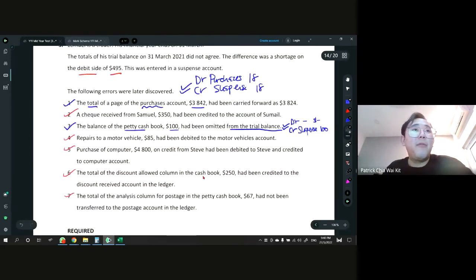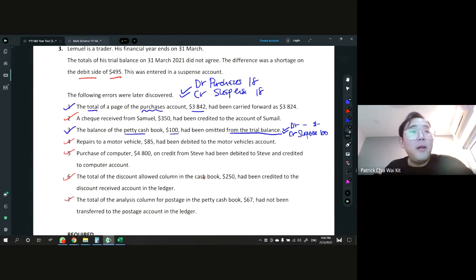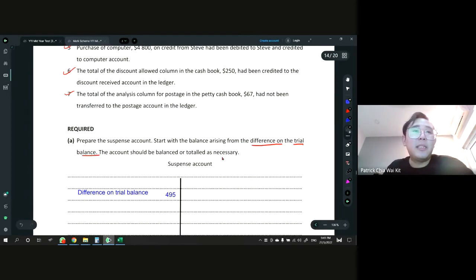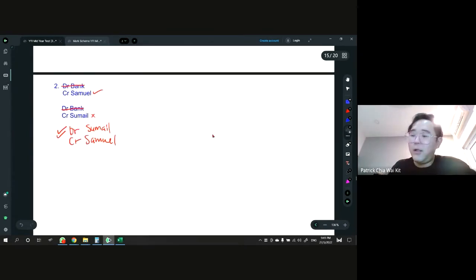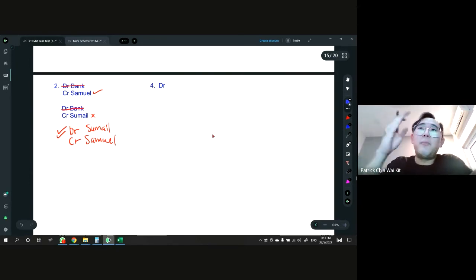We have number four, right? Error number four, repair to motor vehicle had been debited to motor vehicle account, all right? So we've been seeing this in past papers a lot, okay? So now, once again, let's do error number four. The first step will be the correct double entry. So repair is the first line, okay? Repair is expenses, so we debit.